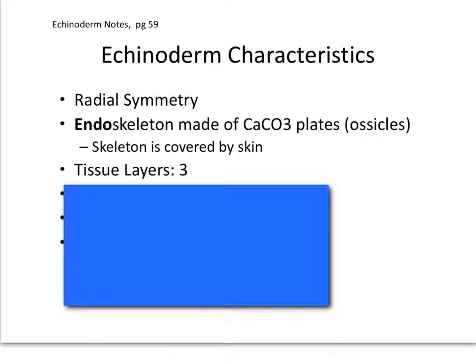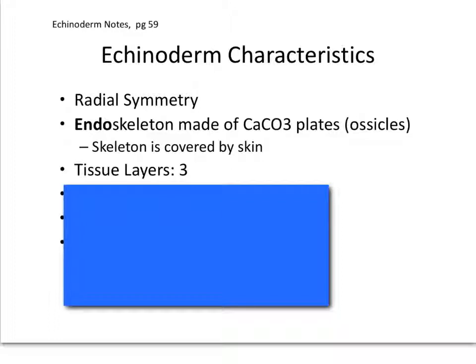Echinoderms are some of the only higher organisms that have radial symmetry. So if you recall, that means they have multiple lines of symmetry. They actually have an endoskeleton. It's not an exoskeleton, it's an endoskeleton, which is made of calcium carbonate, little plates called ossicles. And the reason it's an endoskeleton, even though it seems like an exoskeleton, is because the skeleton is covered by a very, very thin layer of skin.